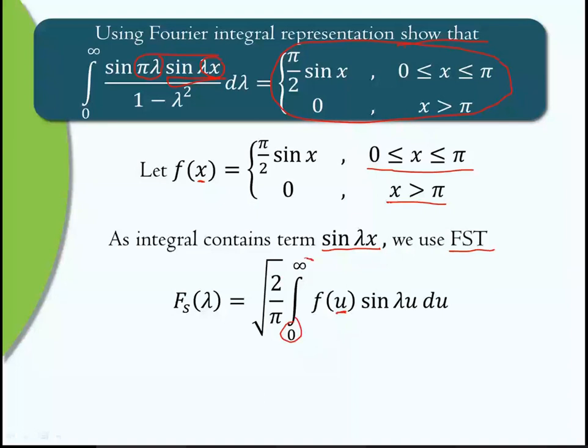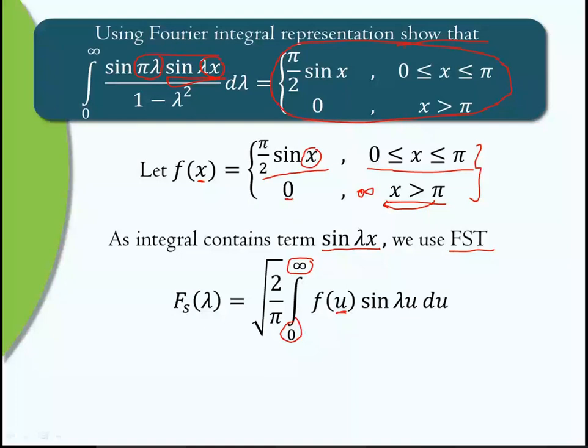So what are the intervals? 0 to pi, and greater than pi means it is pi to infinity, because there is no upper limit, so it must be pi to infinity. Split this integration accordingly. Then within each interval, use the value of the function there instead of x. Now take it as u, and this will be 0. As there is no x, this 0 will remain as it is.